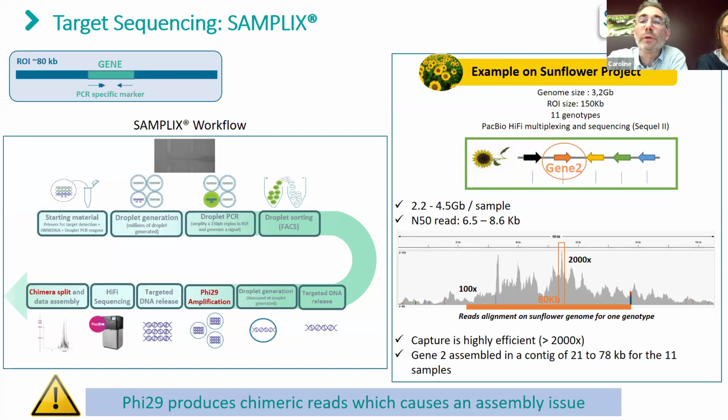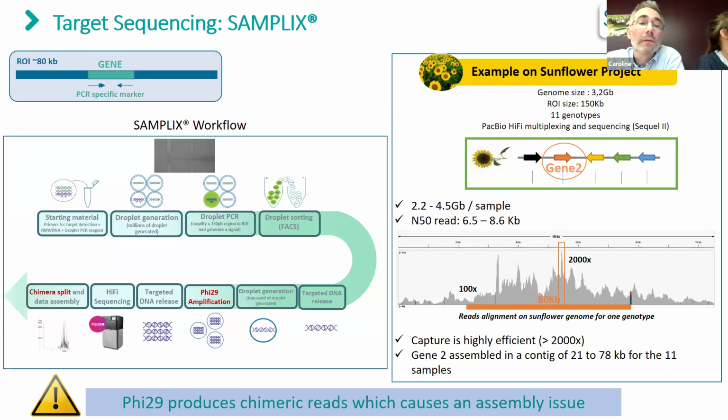So we have worked on it on the sunflower, and you can see here that we can produce a lot of data. We also have a very good enrichment, more than 2000x in your region of interest, in your gene of interest. And you can also have all reads for 80 kb. And so it works very well.